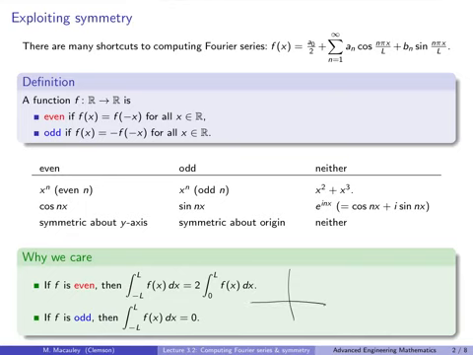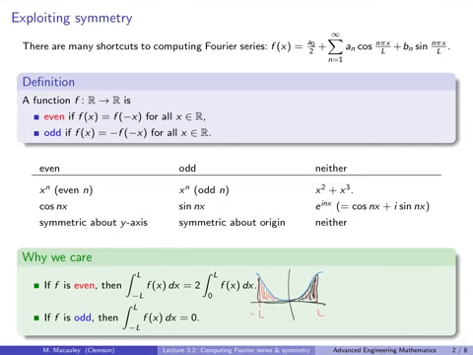So if f is even, then it looks something like this. And if I want to integrate it from negative L to L, then that's just the area under the curve. And by symmetry, it should be clear that this area under the curve is just twice the area from 0 to L, just by symmetry. And that's why we have to integrate from 0 to L and multiply by 2.